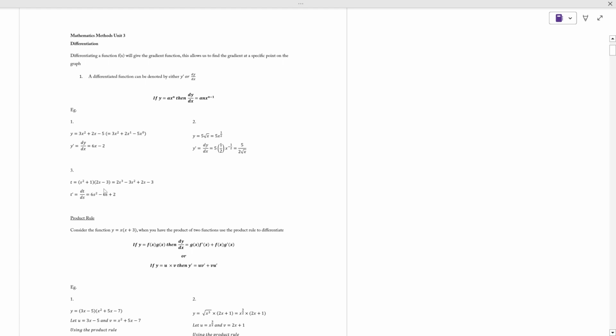So now you've got some brackets. When you get given a function like this, it's easiest just to expand it out first. So if you expand this, you get 2s to the power of 3 minus 3s squared plus 2s minus 3. Once again, if you differentiate it, you do the exact same thing as we did in question 1.